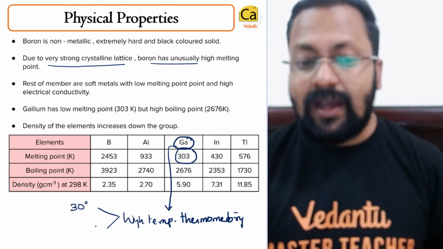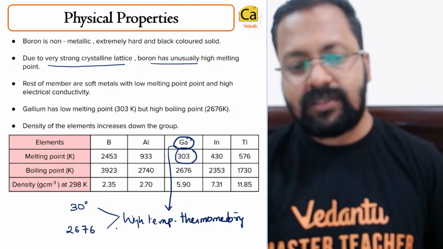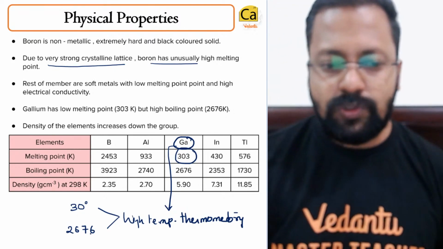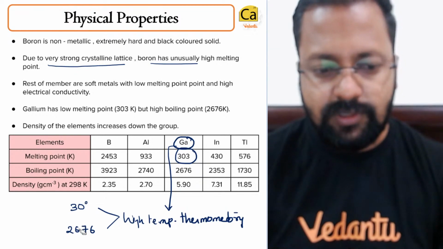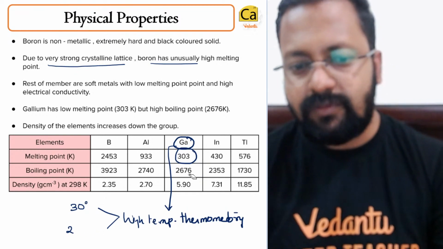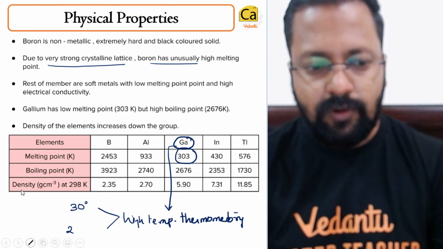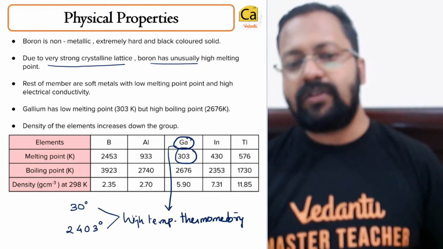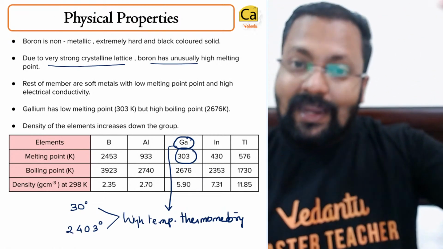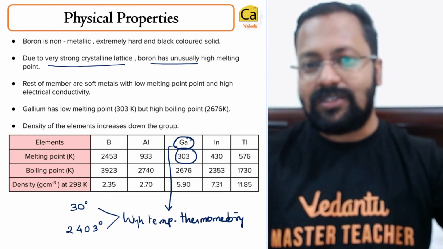and it will be a liquid until 2676 Kelvin. Okay, so 2676 Kelvin means about how much? So subtracting 273, 2403 degrees Celsius. So from 30 degrees Celsius until 2400 degrees Celsius it is existing in the form of a liquid.